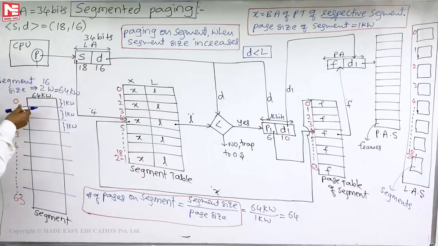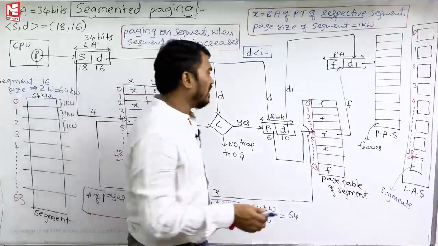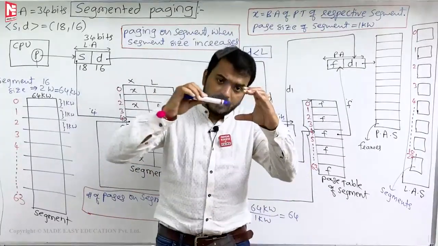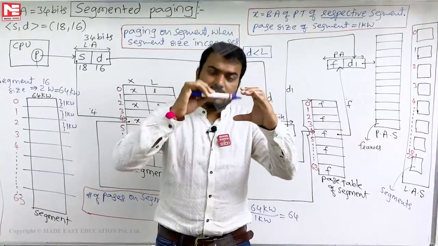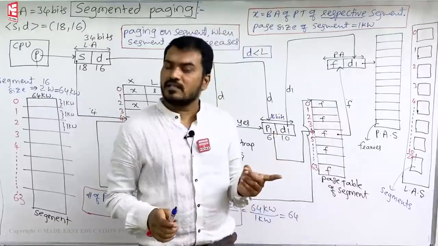So this page, or this page, or this page, like this. Okay, P1 will tell you the page number, and D1 will tell you what? The page offset, meaning which word inside that page it wants to refer to. So that is given by what? D1. Is that clear? Right.